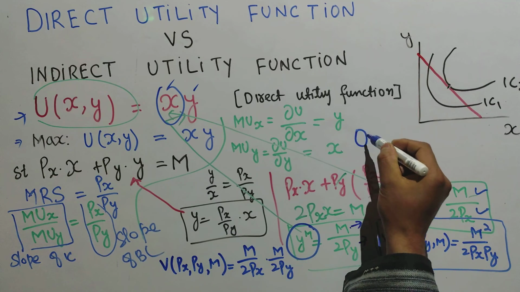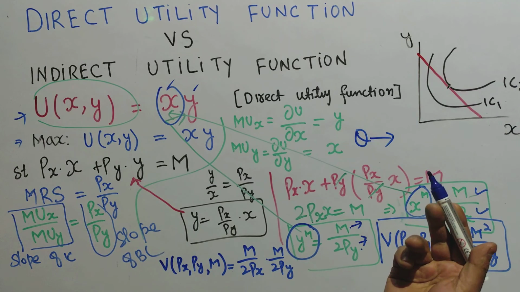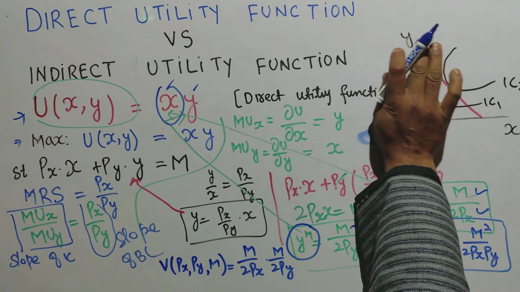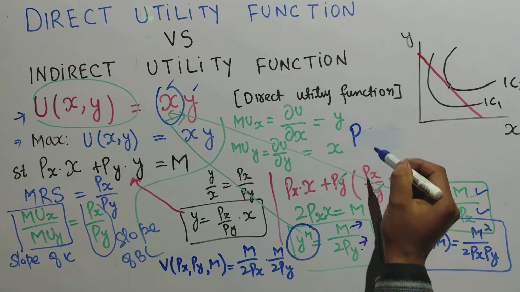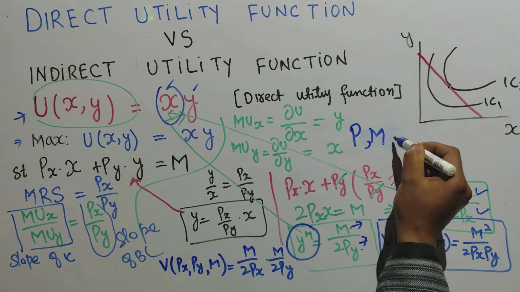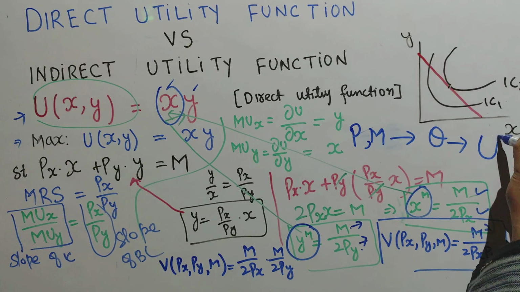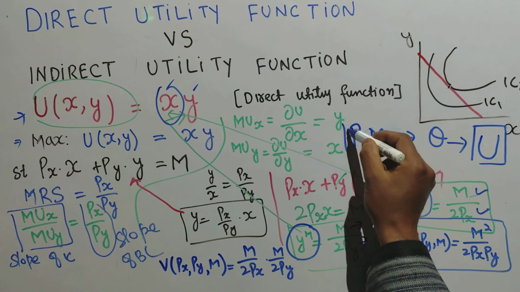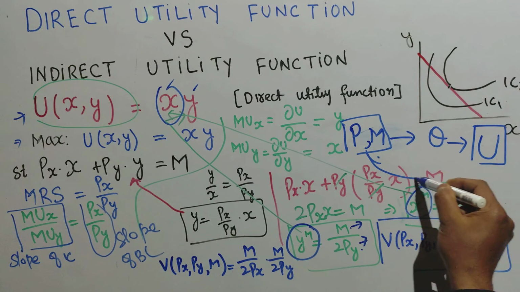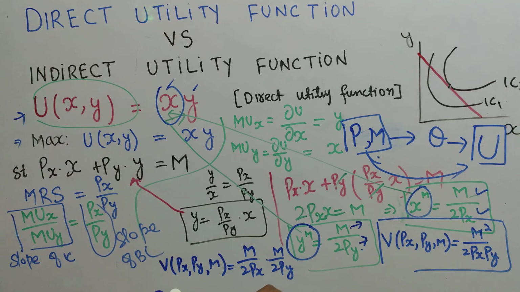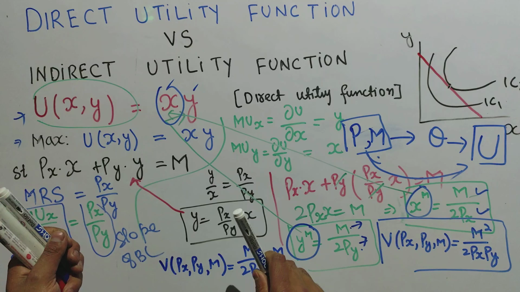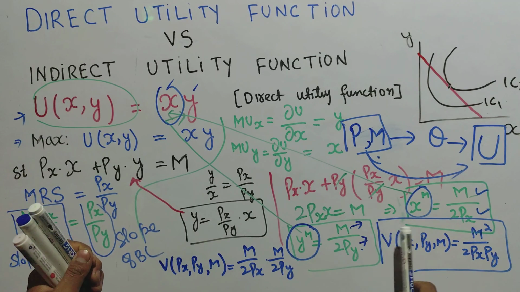So how do I explain it simply? We know that the prices and income determine the quantity that we will purchase, and quantity of good x and y determine our utility. That means income and price actually indirectly determine our utility. So utility indirectly depends upon the price of good x, price of good y, and income in this case. That's why we call this the indirect utility function.